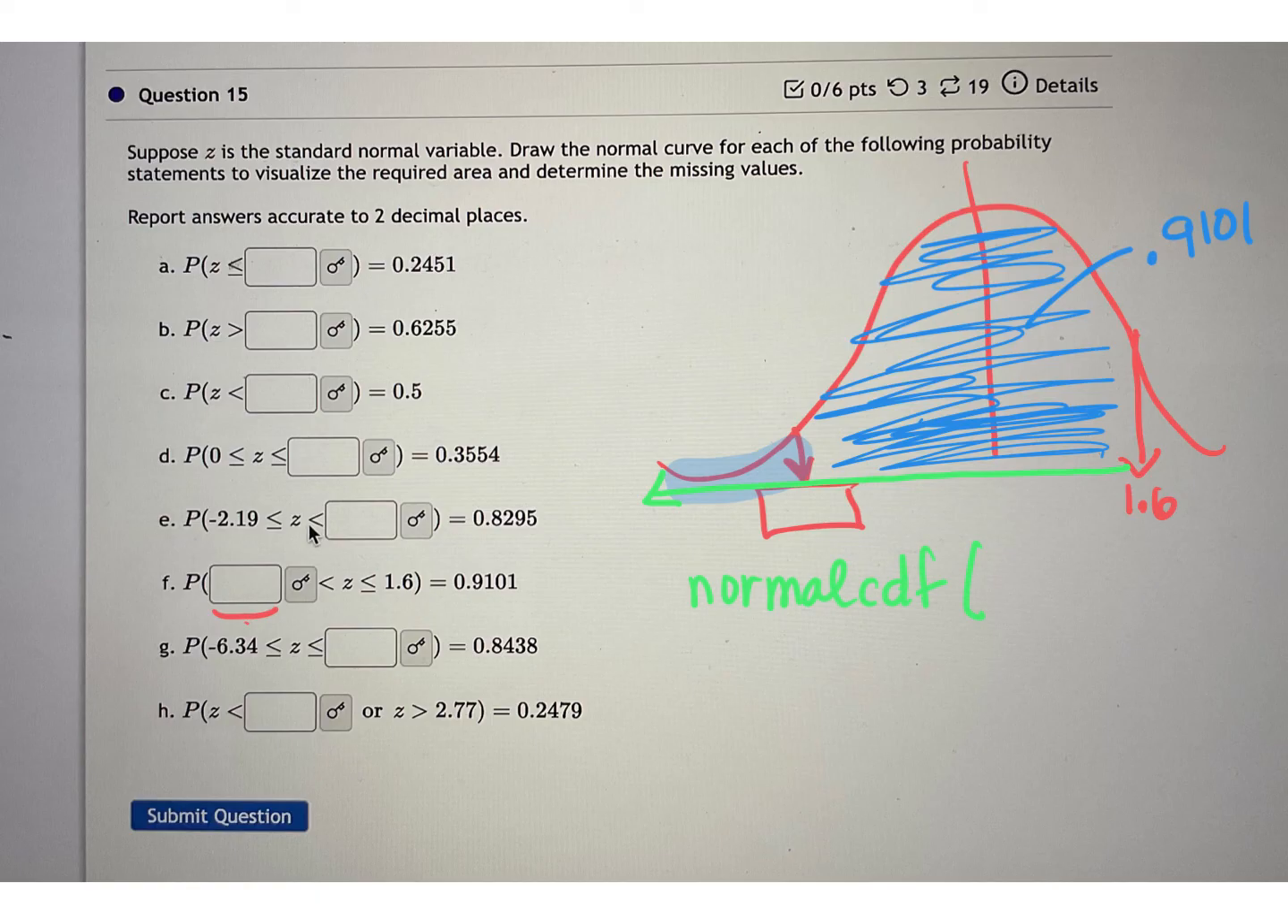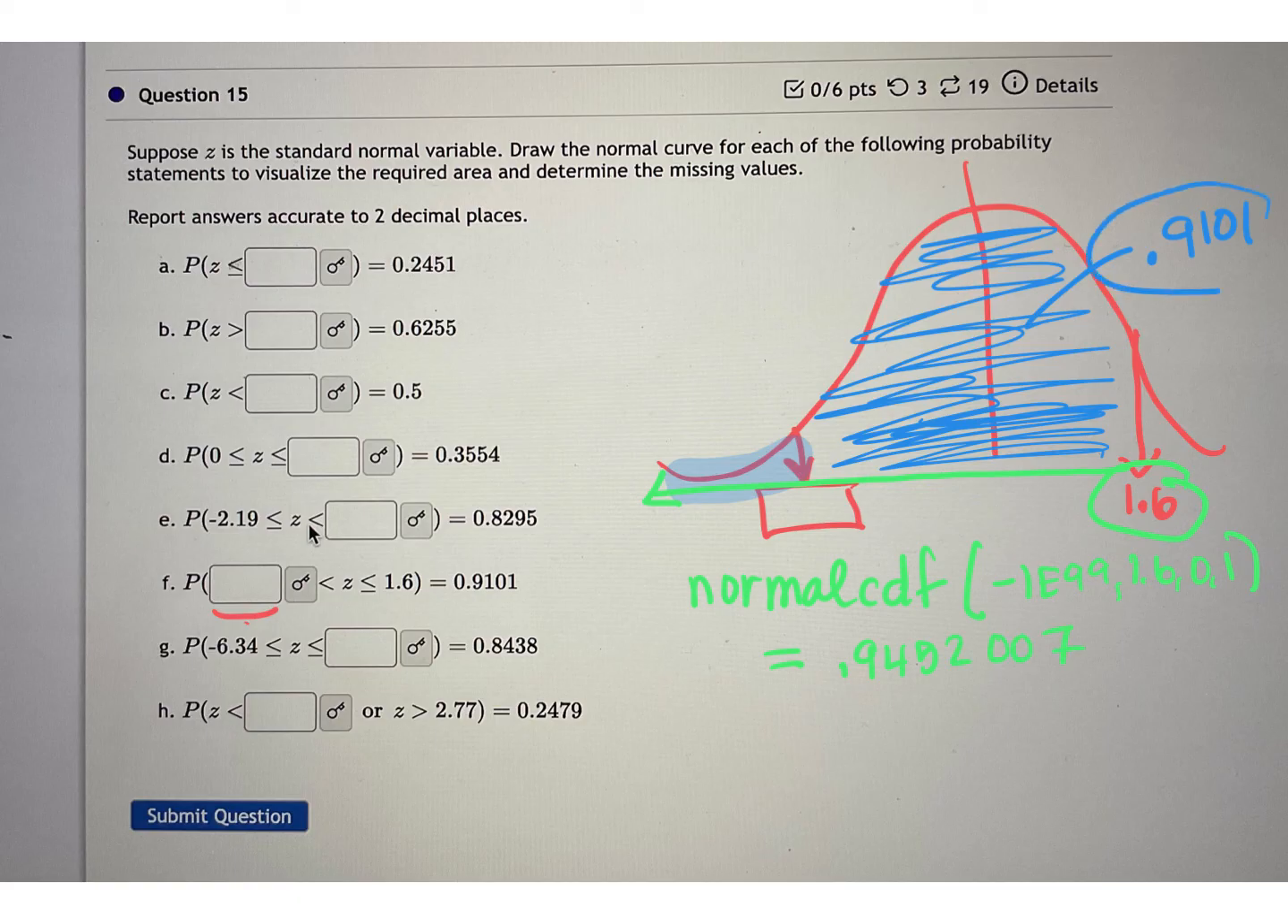So distribution, normal CDF. Number 2, negative infinity, so -1 with 99 zeros after it. Upper value is 1.6. 0 and 1 for mean and standard deviation, hit enter. And the answer I get is 0.9452.